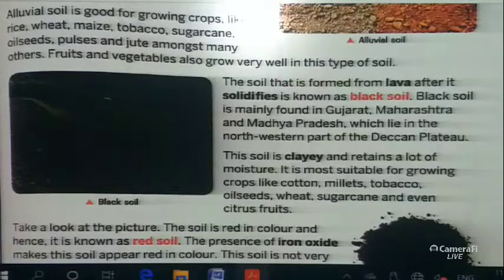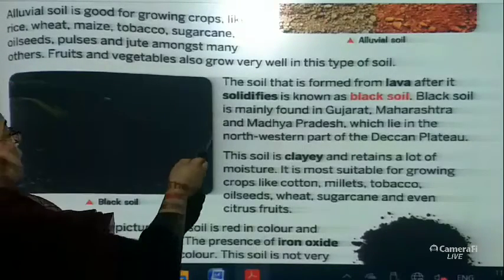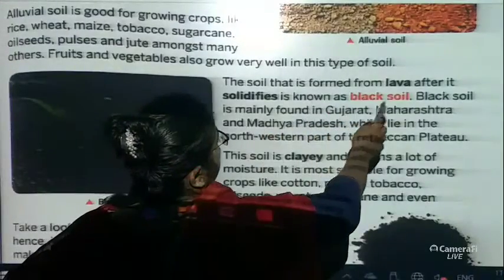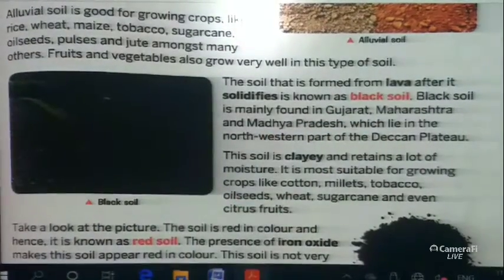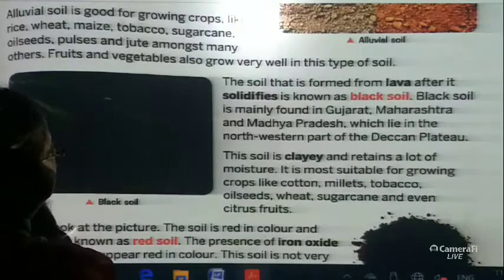Okay, now we will read about the black soil. The soil that is formed from lava after it solidifies is known as black soil. Now children, what is lava? When a volcano erupts, the magma which comes out from the volcano, the crater, is known as lava. When it settles down, means solidifies, it comes out as a liquid, and when it becomes solid, that is the time it is known as the black soil.